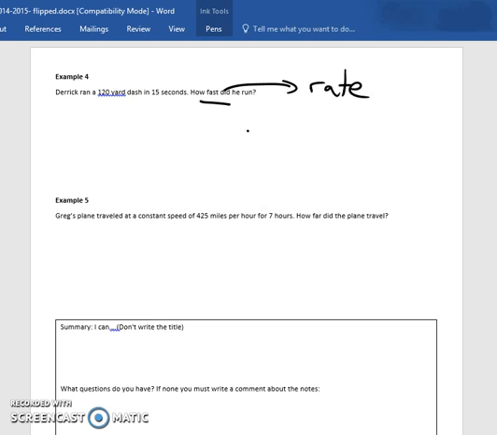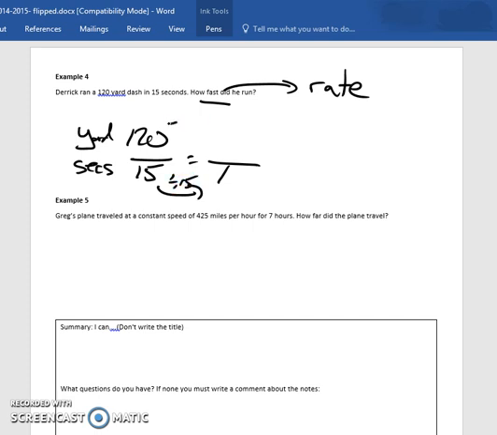But again, we're talking about rate, talking about how fast, think about it, miles per hour. That is our rate there. So we've got Derek here, we got 120 yards, and then we've got the 15 seconds. So we want to know what he's doing in 1 second. So we're going to divide by 15.